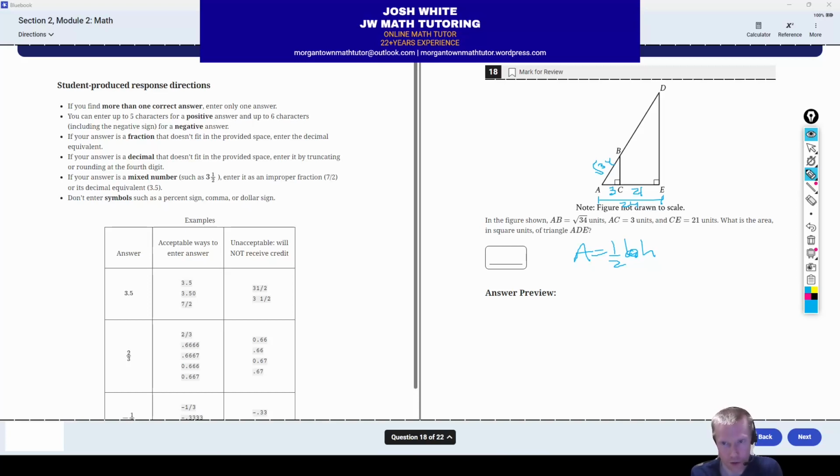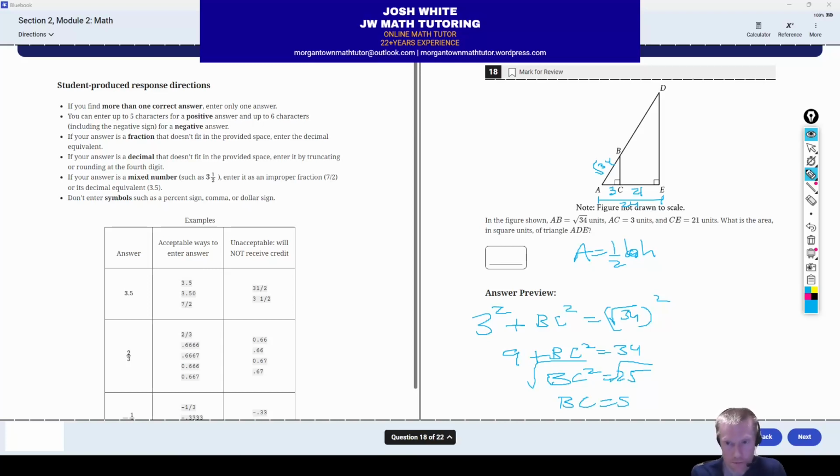Easiest way to do that is to first do the Pythagorean theorem on the small triangle to find BC. So in other words, 3 squared plus BC squared is going to equal root 34 squared. Or in other words, 9 plus BC squared equals 34. BC squared is 25. Square root both sides. BC is just 5.